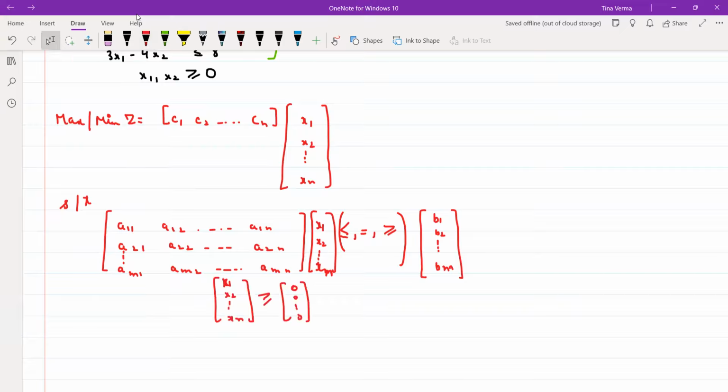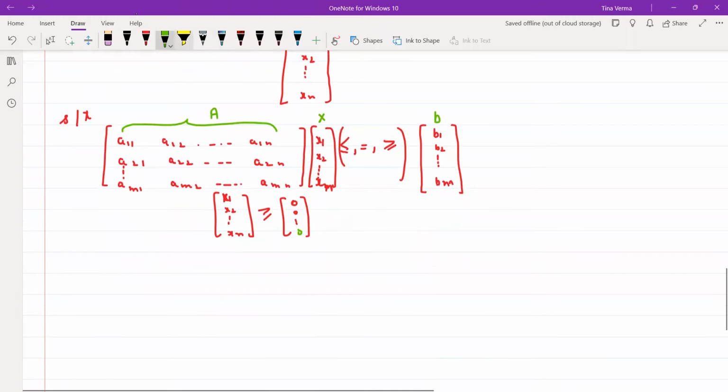Since we are writing this in matrix form, I can assume that this is my C matrix, and this is my X matrix, and I can take the set of constraints as my A matrix. That will be of order M cross N. This is X and this is my right hand side. So you can also write your LPP in the matrix form.